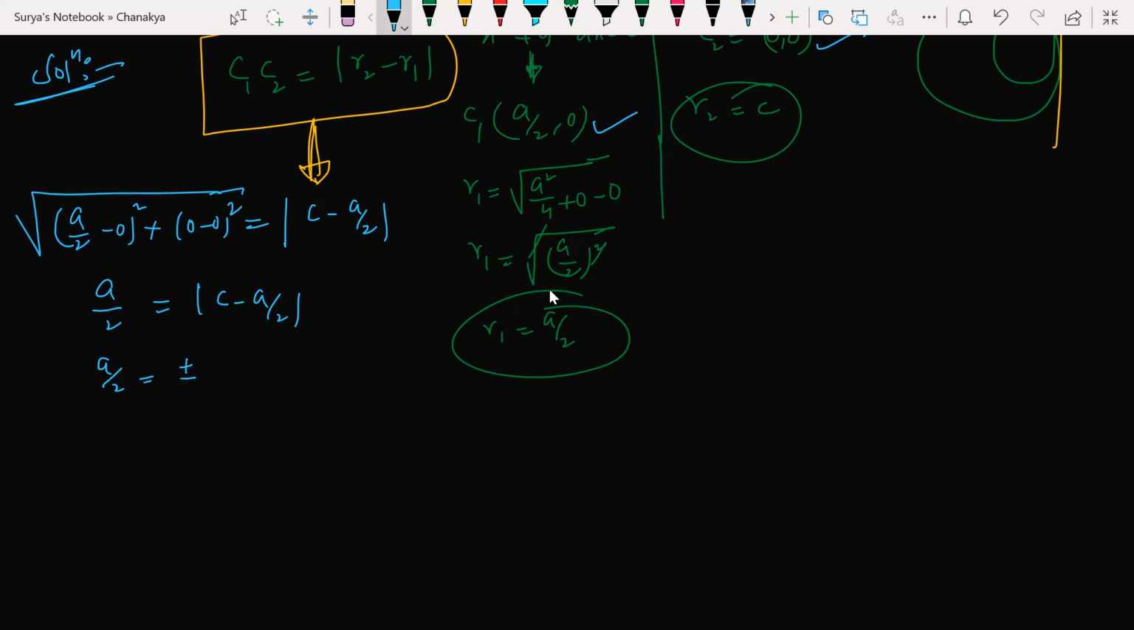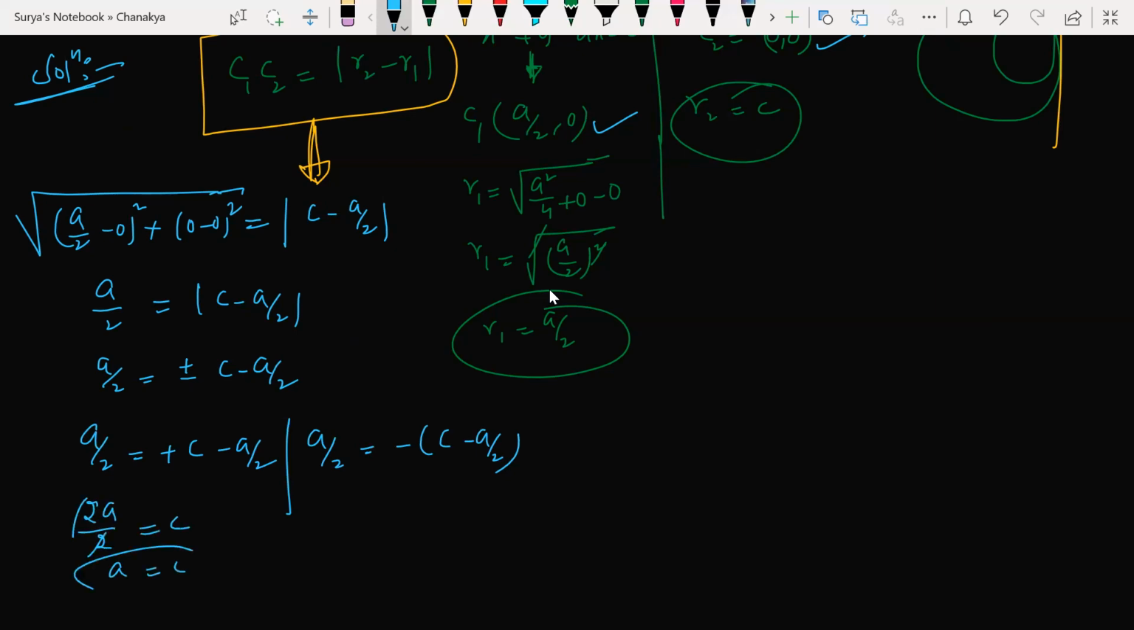Look at this here. Can I write this as plus or minus C minus a by 2? Do you agree with my point now? So if I write a by 2 is equal to plus C minus a by 2, this is one case. What is another case? A by 2 is equal to minus of C minus a by 2. So here a by 2 plus a by 2, 2 times a by 2, is equal to C. So a is equal to C, I'll get in one case. And in another case, a by 2 is equal to minus C plus a by 2. A by 2 will get cancelled.